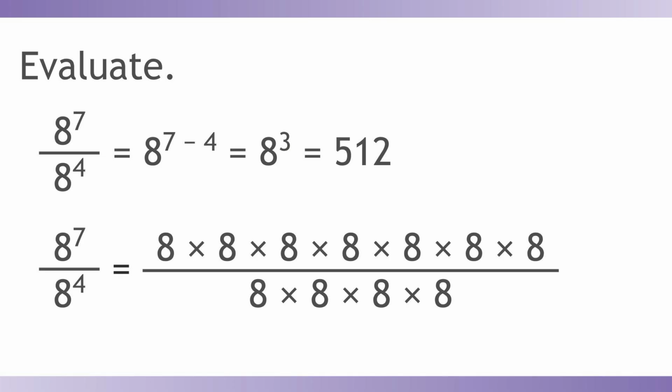Well, if we expand our quotient, we get 7 factors of 8 in the numerator and 4 factors of 8 in the denominator. So we can cancel out 4 factors of 8 from both, leaving us with 3 factors of 8 in the numerator, which is the same as 8 to the third power. Let's try more.